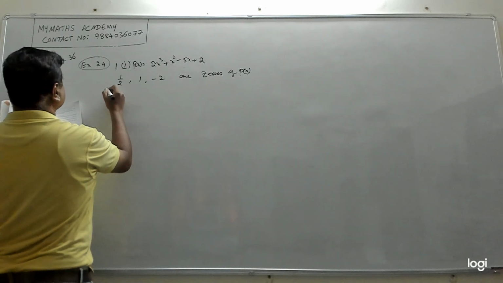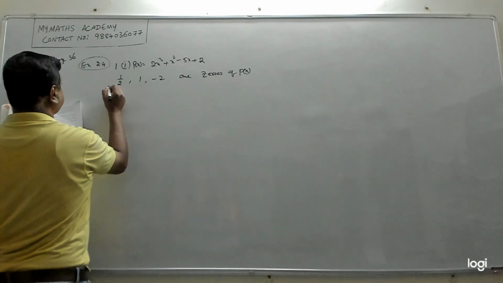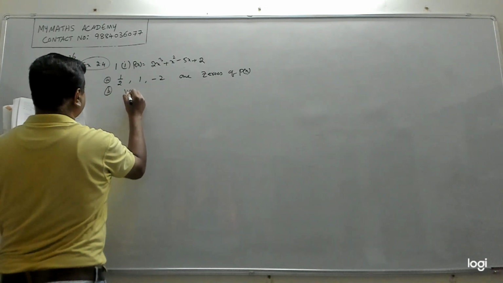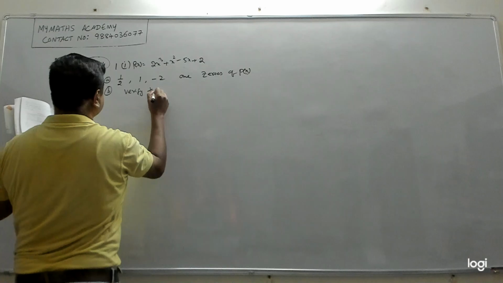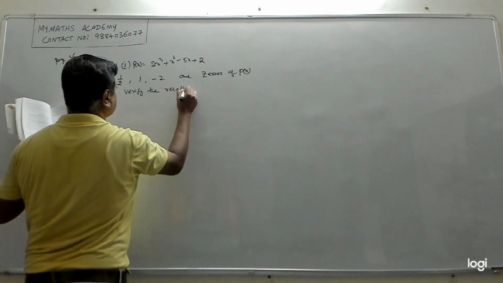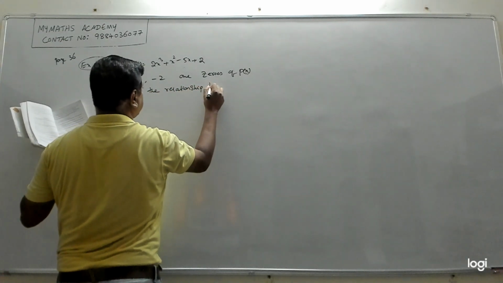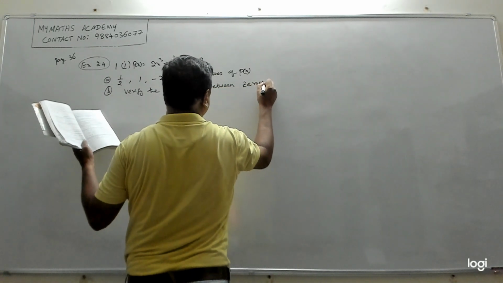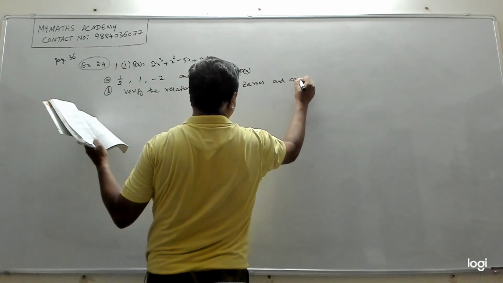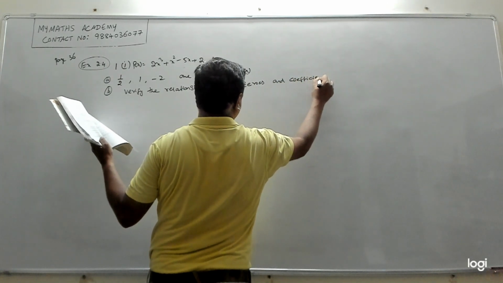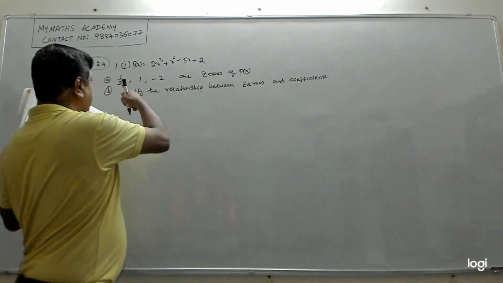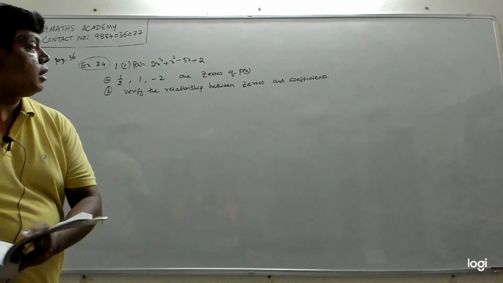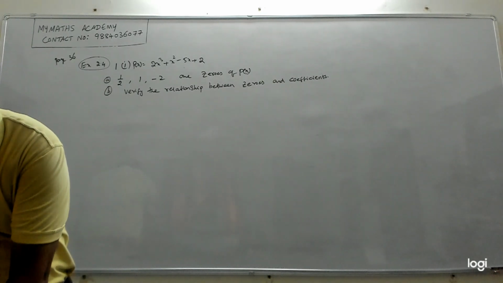Second part is, so a part is this. The b part that we have to do is verify the relationship between zeros and coefficients. So there are two things. First we have to verify whether the three numbers given, 1 by 2, 1 and minus 2, are zeros of this polynomial. Then we have to verify the relationship between zeros and coefficients.